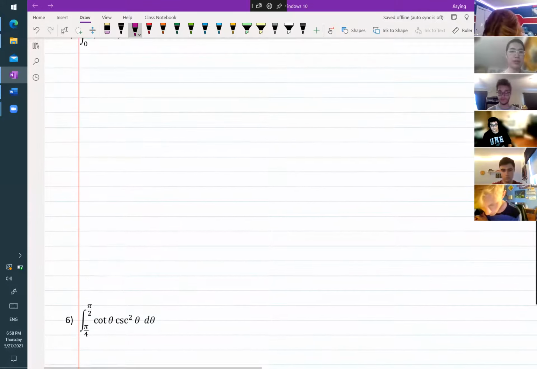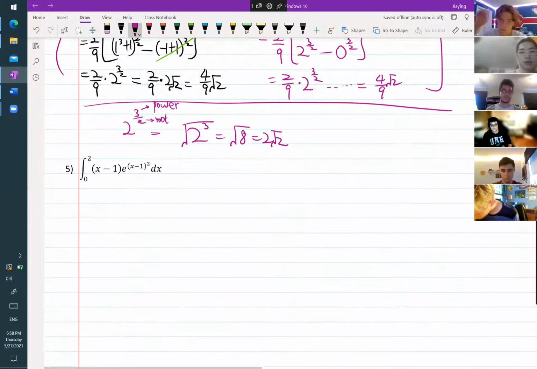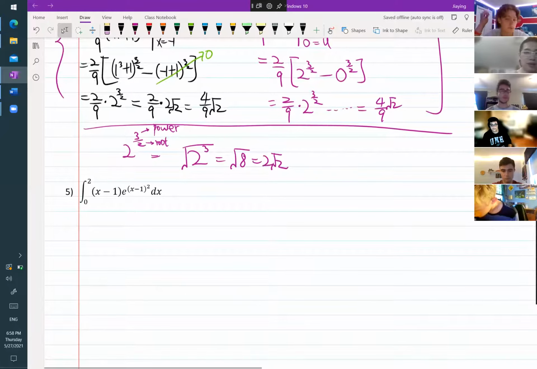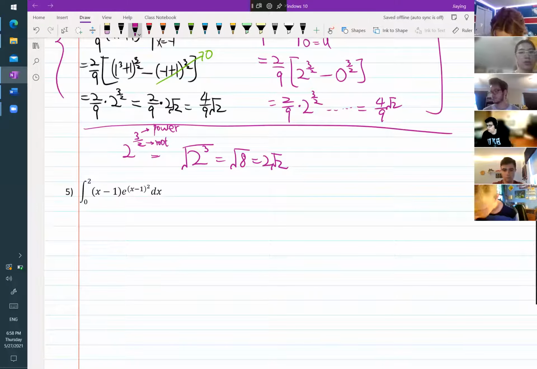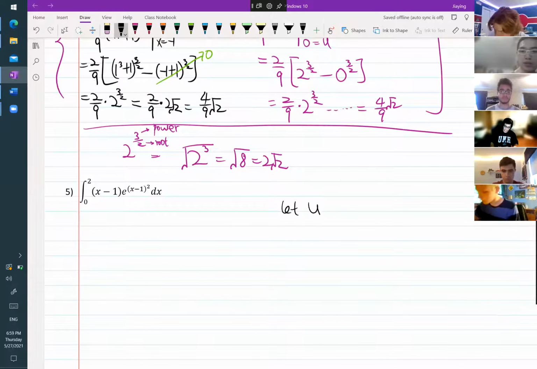All right, I'm debating which one to pick. So the next example I have is we're integrating from 0 to 2 of x minus 1 times e to the x minus 1 squared. So that's an exponent in e. So this one, can anyone tell me what, obviously, I'm going to use substitution, right? What should I let u be? So using substitution, we're going to let u equal what in this example?